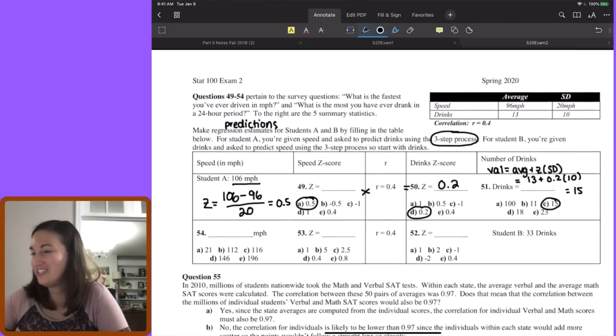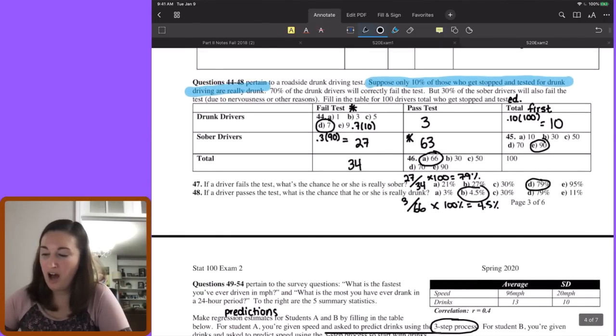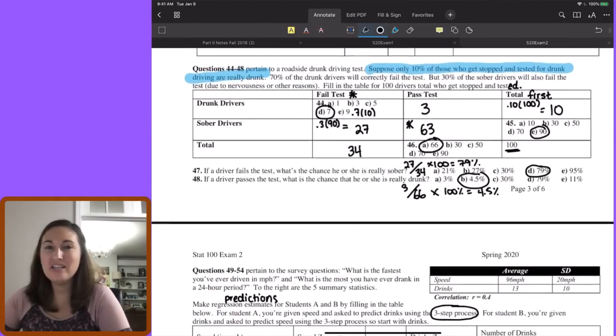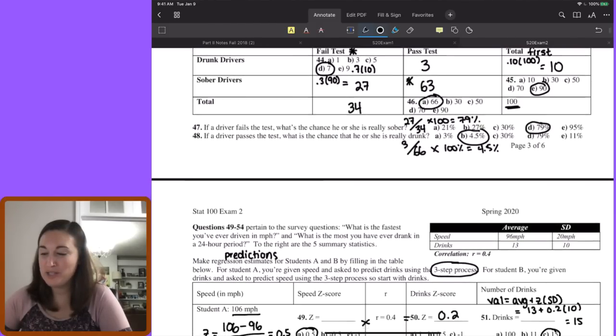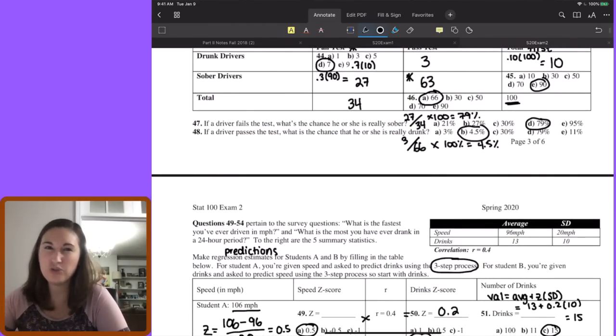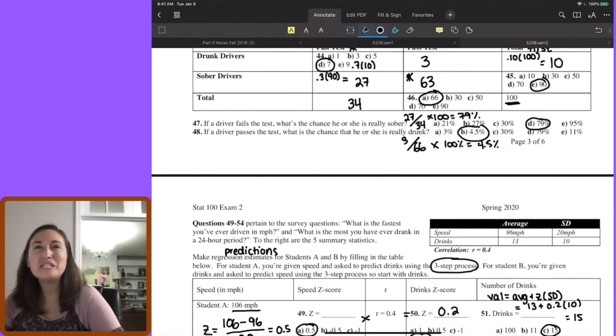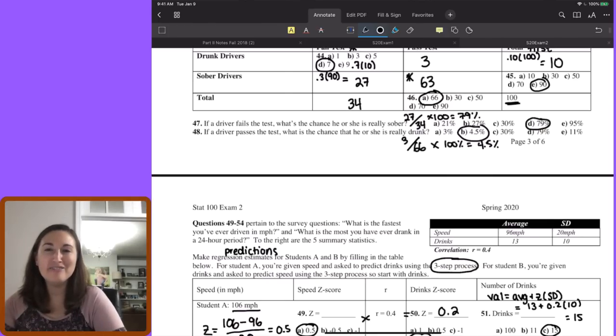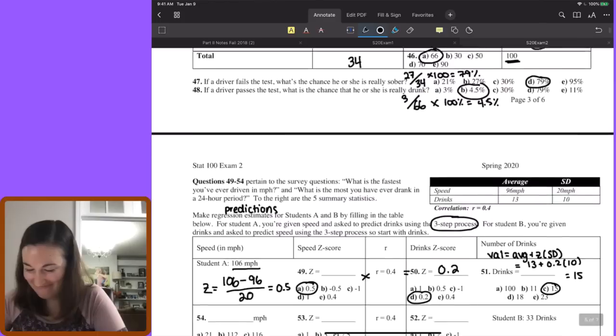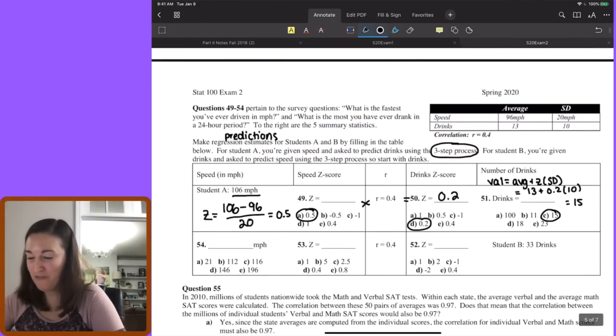Somebody else asked a question I just saw in the chat about the total. I will always give you guys the total, like here it was 100. But honestly, even if I didn't, you could just always make it 100 because we're looking at the percentages or the ratios. So the total doesn't really matter, but I'll always give it to you just to keep things straightforward.